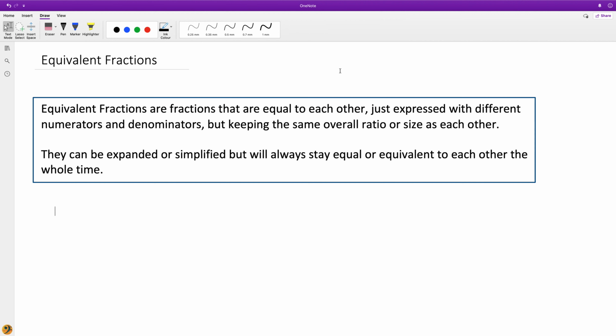Okay, so today's lesson, we're going to be talking about equivalent fractions. All right, so equivalent fractions, what are they? Okay, they are fractions that are equal to each other. They're just expressed with different numerators and denominators, but overall they keep the same ratio and size as each other. Okay, they can be expanded or simplified, but they always stay equal and equivalent to each other the whole time.